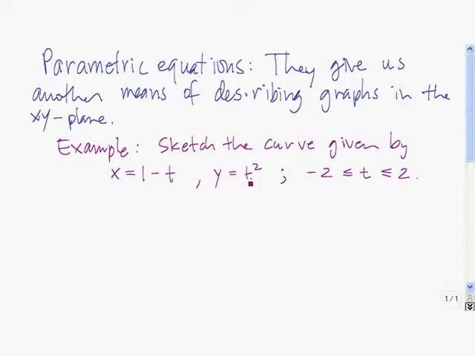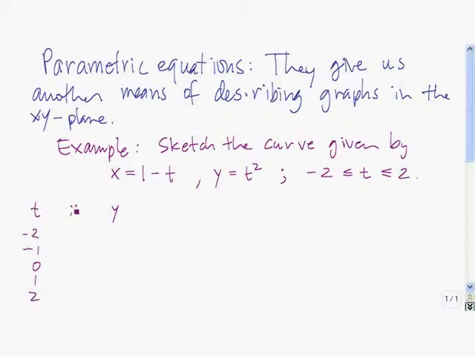So what we should start by doing is making a table of values to tell us what the x and the y coordinate are. So we want a t in our table, an x, and a y. T is going from -2 to 2, so let's just choose integer values there. So we'll use -2, -1, 0, 1, and 2.